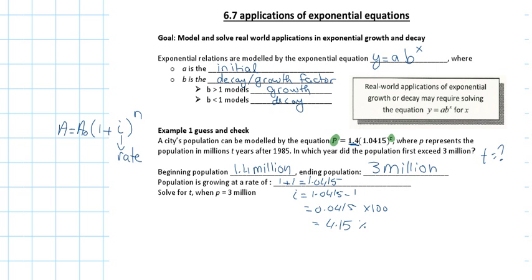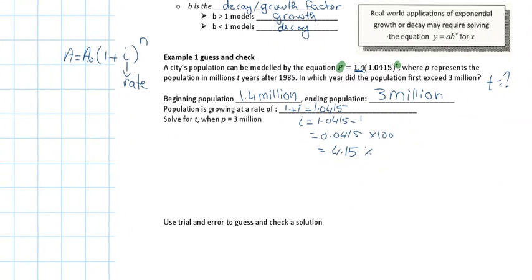Okay. So let's see what happens. I know that P is 3, and I know that I have this. What do you want to do to solve for T? Isolate. How do you isolate? Take it to the denominator. Make the bases the same.